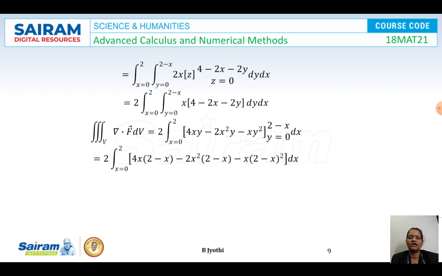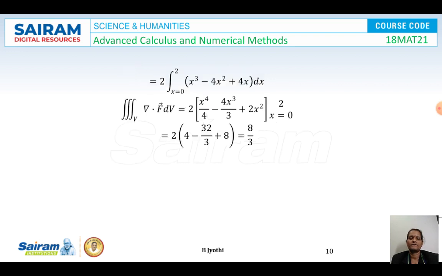Now we need to simplify this and then integrate. So after simplification we are getting x cube minus 4x squared plus 4x into dx. Then on integration, x cube integral is x power 4 by 4, x square is x cube by 3, and x is x square by 2, and 4 and 2 get cancelled, we get 2x square here. Where the limit of x is 0 to 2, on substitution we are getting 8 divided by 3. That is the answer we are getting.